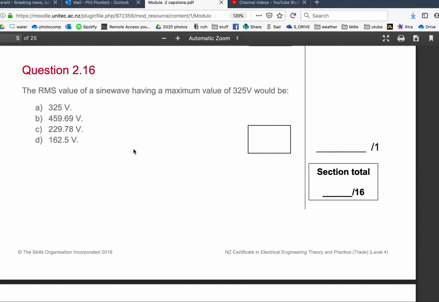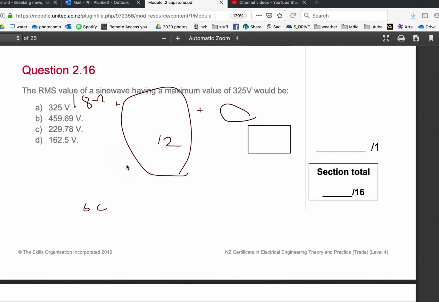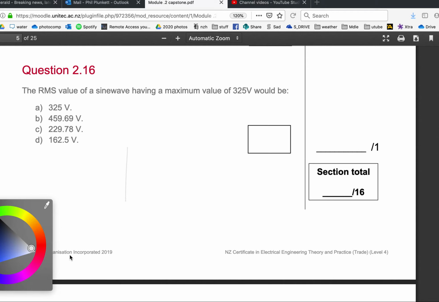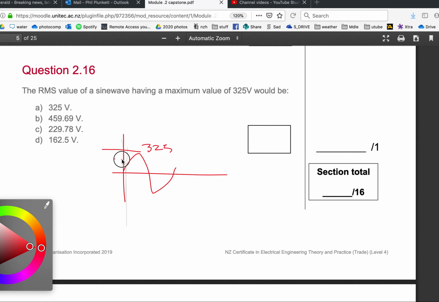RMS value of a sine wave having a maximum value of, I like to draw these so you can see them. Got a sine wave. I'll get a bit of colour in there. Okay, got a sine wave. There's my sine wave. Maximum value of 325. My RMS is around here somewhere, 0.707. So I'm looking for a number less than 325. So that rules out that one. And it's not half, it's more than half's down here, so that rules out that one. And it's not 325, so it rules out that one. So I know it's this without even doing any maths.